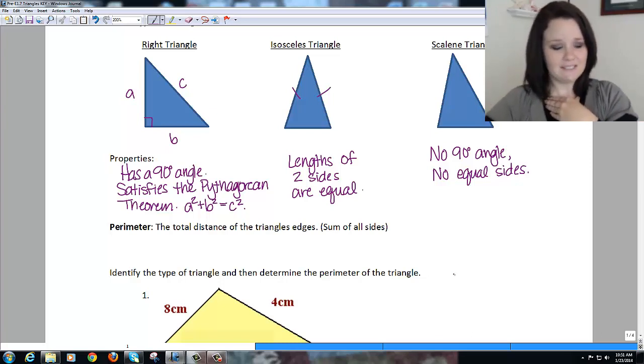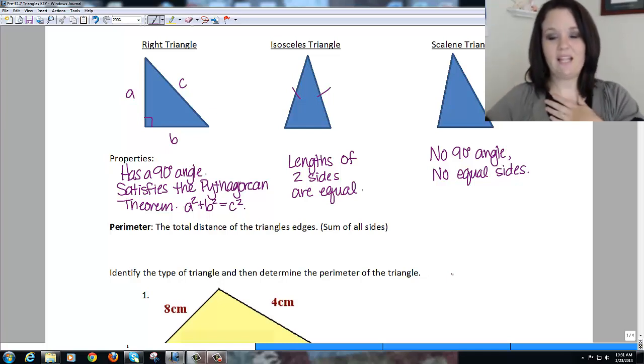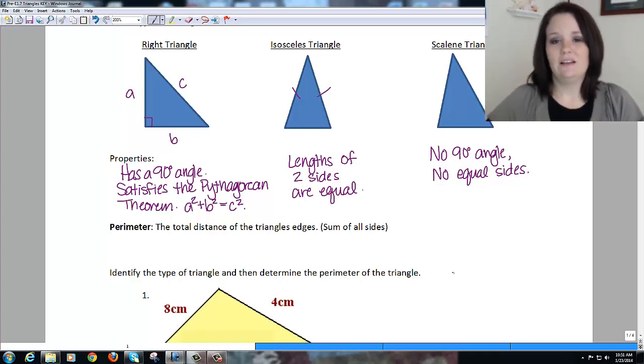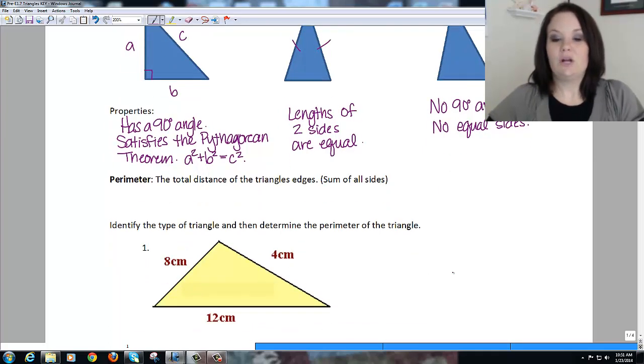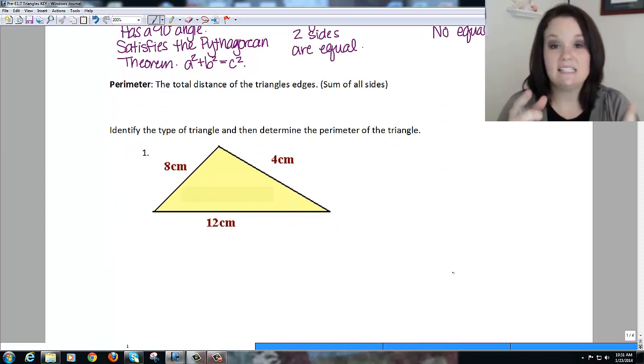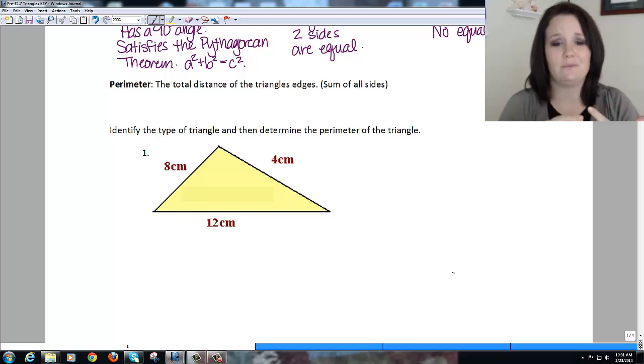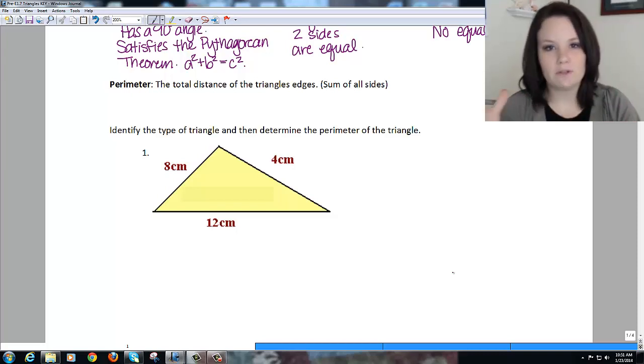So on this next example, I want to identify the type of triangle, and then determine what the perimeter is. Notice if I look at this triangle, the first thing I want to look for is, does it have two sides that are equal? Because if it has two equal sides, then it's isosceles. So notice we have 8 centimeters, 4 centimeters, and 12 centimeters. None of those are equal. So we know it's not isosceles.